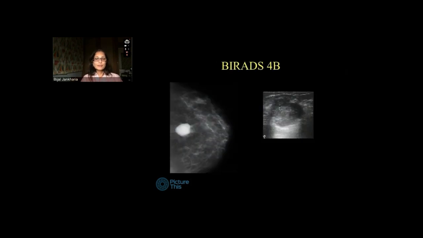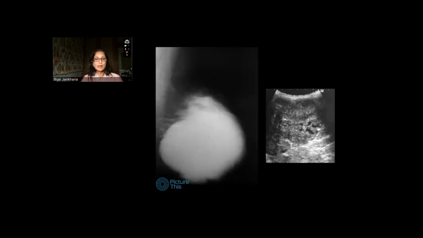This lady had come to us with what looked like a pretty benign-looking lesion, but some fuzzy margins. Look at it on ultrasound. Pretty heterogeneous, good posterior enhancement. BI-RADS category 4B. This turned out to be a mucinous cancer in the breast.